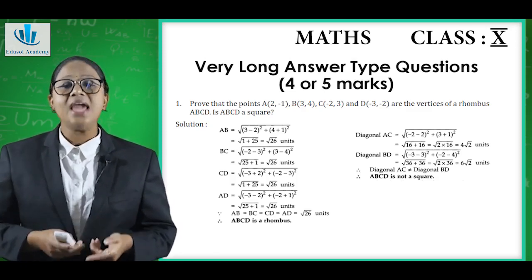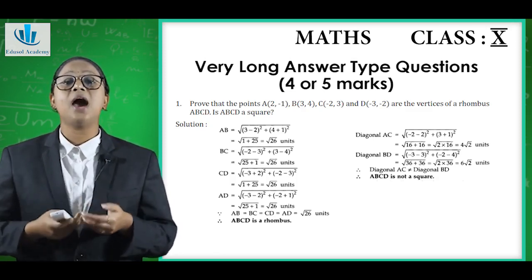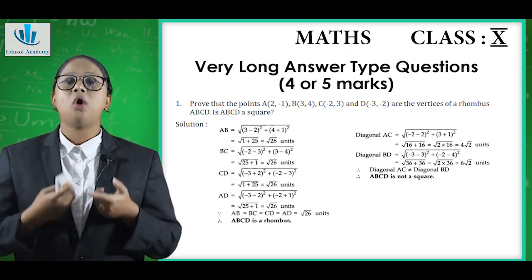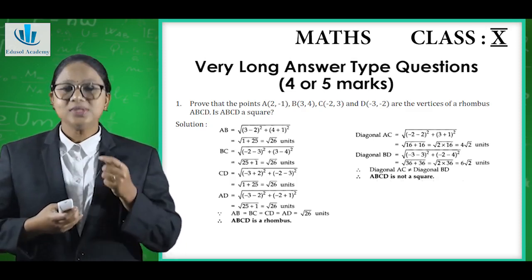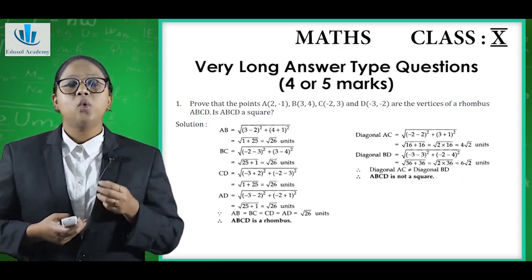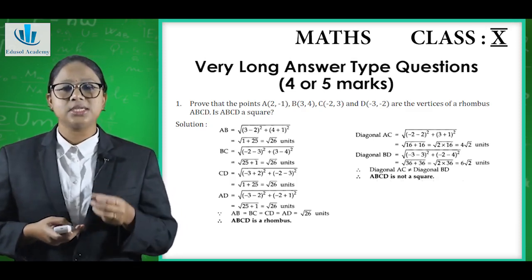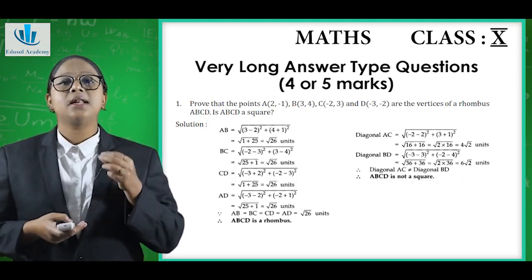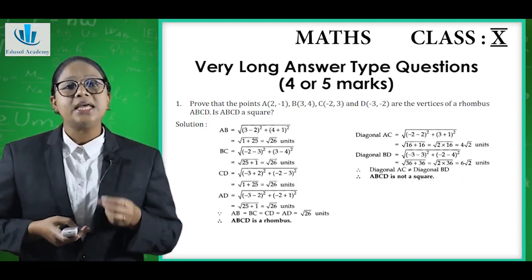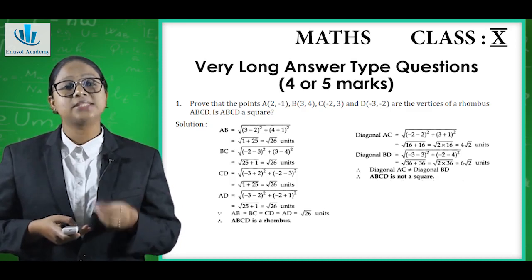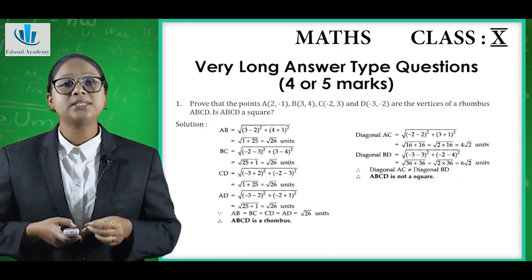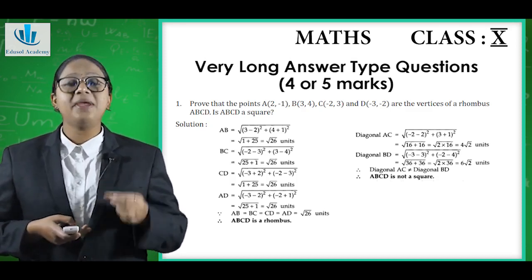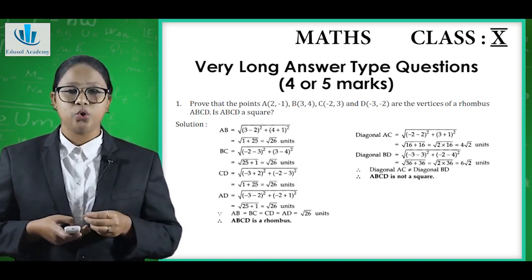For that, we have to apply the property. We have to check the property of the diagonals. So using the distance formula again, we are going to find the length of diagonal AC and diagonal BD. So we got the length of diagonal AC as 4 root 2 units and that of diagonal BD as 6 root 2 units.